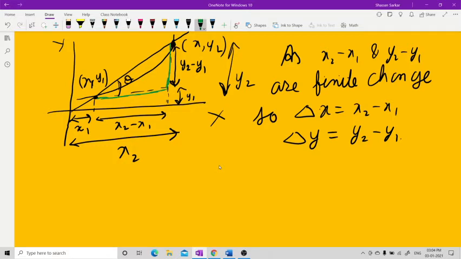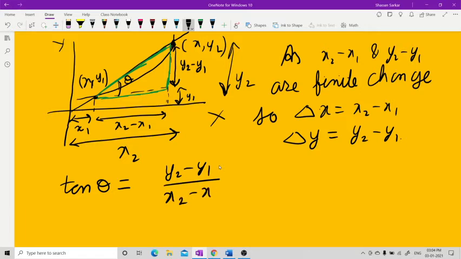This much portion, and this much portion. I'm talking of this much portion only. Now tan theta, as in class 10th you know, is perpendicular over base, the y2 minus y1 over x2 minus x1. That is same as delta y upon delta x.